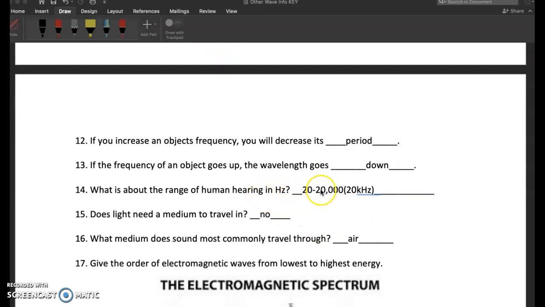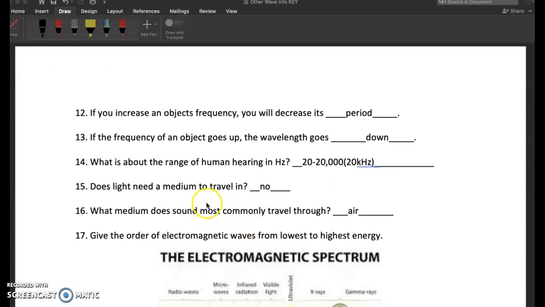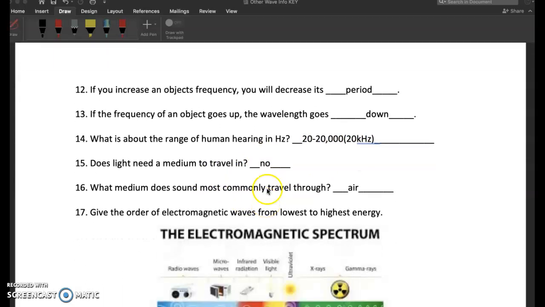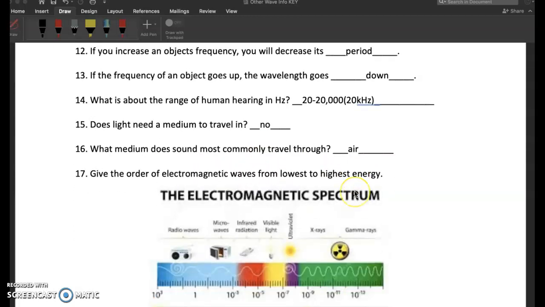This is from the notes. You know, it wasn't quite in there in some of yours, so it's 20 to 20,000 hertz, which is about 20 kilohertz. Light does not need a medium. It's electromagnetic. The medium sound must travel through is air.